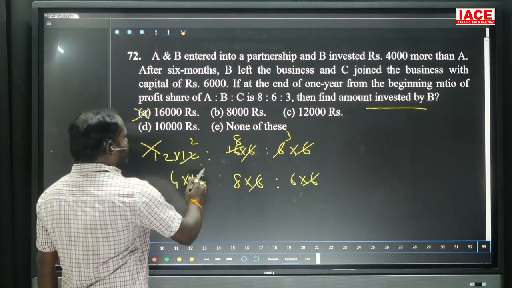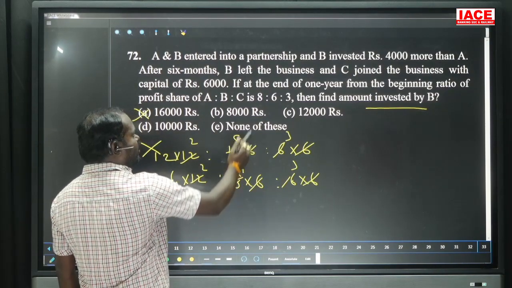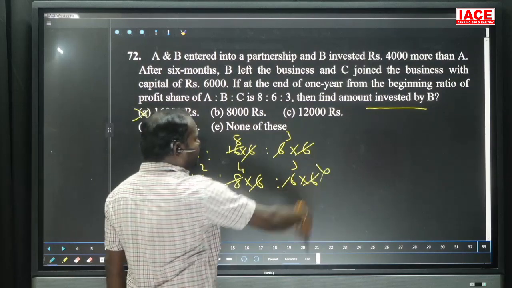6, 6, 6 twos. Here, 2 threes, 2 fours, 3 okay, but here we are getting 4. But we require 6. So the second option is also not suitable.